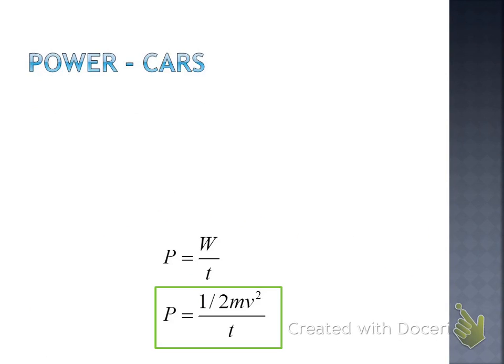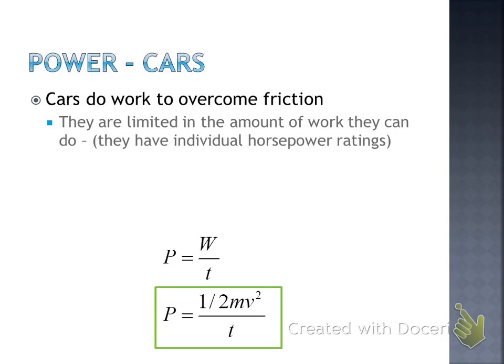All right. Now we're going to look at power behind cars or moving objects. Cars do work to overcome friction, to overcome gravity, to overcome all these types of things to get into motion. They overcome friction, they overcome slopes, which would be overcoming gravity, all that kind of stuff. But they have limitations too. We have physical limitations as humans in terms of our biological systems. Cars have individual horsepower ratings within their engines that limit their work or their power output as well.